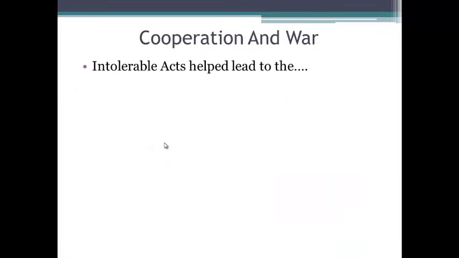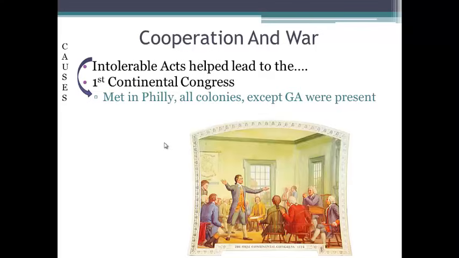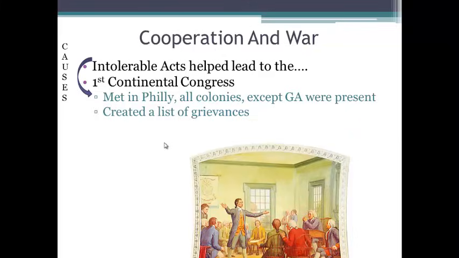The Intolerable Acts are hated by Americans, and this leads to something called the First Continental Congress. Please note the First Continental Congress was a response to the Intolerable Acts. 12 of the 13 colonies, everyone except for Georgia, meet in Philadelphia. Here they are meeting. And they created a list of grievances or complaints.